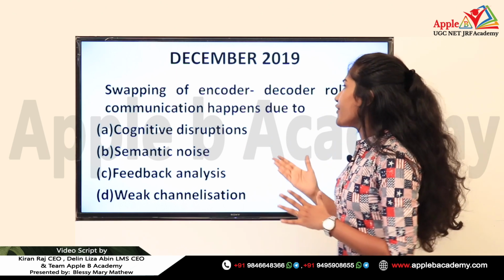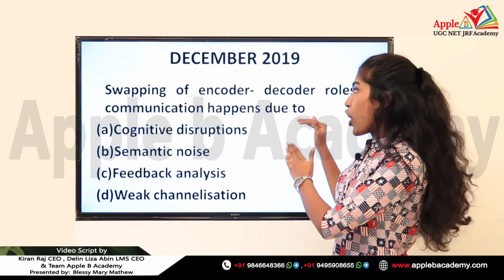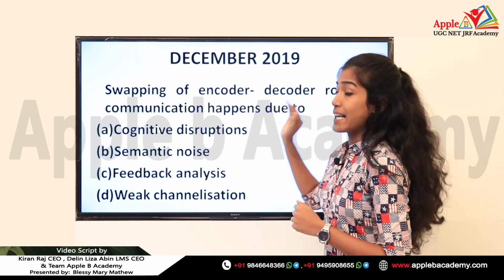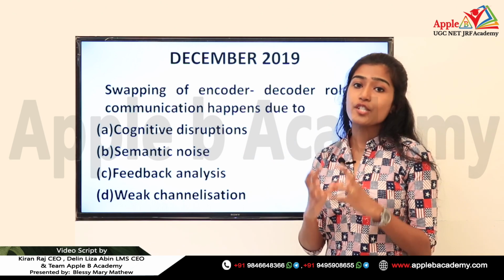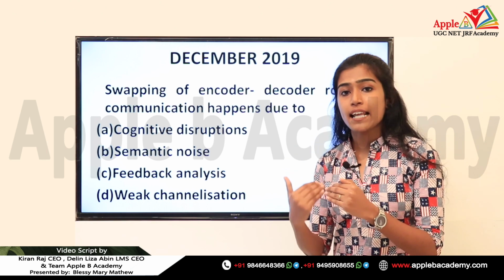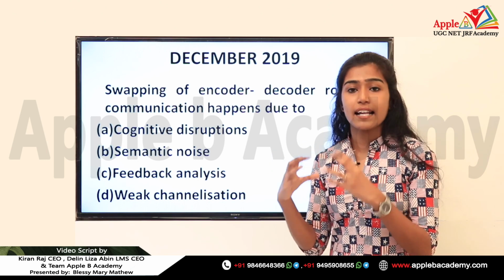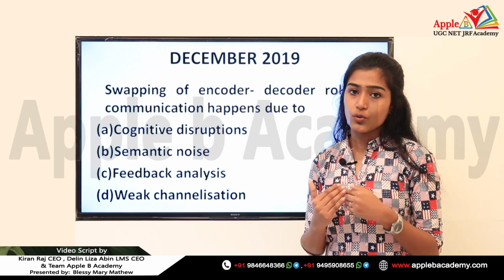Now swapping of encoder decoder roles means when the decoder is turning to an encoder, or when the receiver is becoming a sender. So when does that happen? That happens due to the sending of feedback, right? When the receiver sends a feedback to the sender, the feedback is a message that is sent by the receiver to the sender. So then the receiver is turning to a sender.